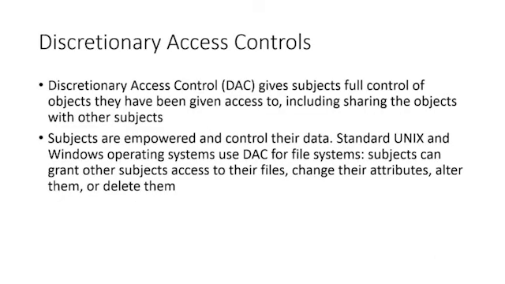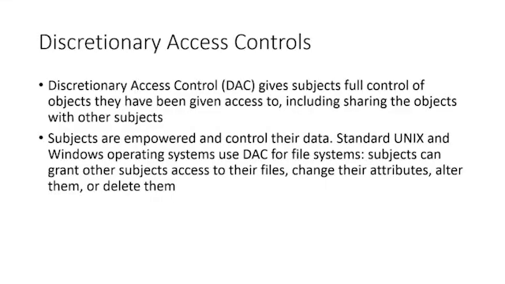Discretionary access control. This gives full control of objects that have been given access to, including sharing the objects with other subjects. So the subjects now are empowered. The subjects have the control. You and me, we have the control, and we control our data. Now, standard Unix, Linux boxes, and Windows operating systems, we use DAC for file systems. The subjects can grant other subjects access to their files, change their attributes of what's going on in the system, alter them, or just get rid of them altogether. You are in control of that.